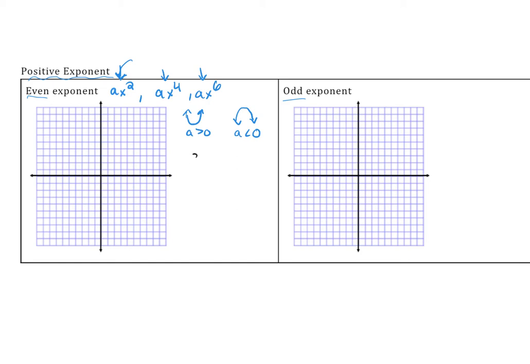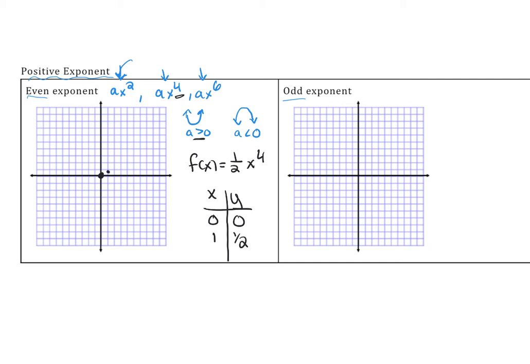So let's look at f of x equals 1/2 x to the fourth. So even exponent, leading coefficient's positive. So I'm just going to have a parabola that opens up. Let's just make an xy table, get some points. So plug in 0, I'm going to get 0. Plug in 1, 1 to the fourth power is 1 times 1/2 is 1/2.